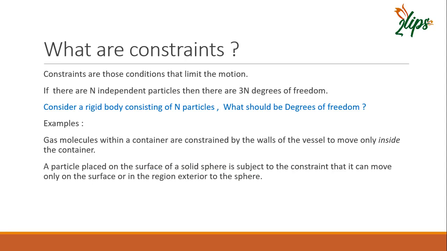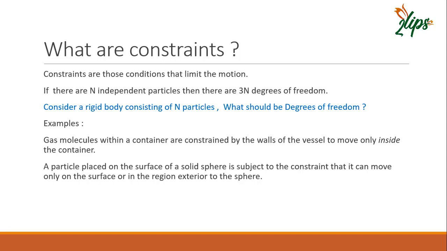Constraints are those forces, those conditions, those quantities that limit the motion. If there are n independent particles, then there are 3n degrees of freedom. Now take an example. Consider a rigid body consisting of n particles. What should be the degrees of freedom? The answer is 6. A rigid body has only 6 degrees of freedom, although it contains n particles.